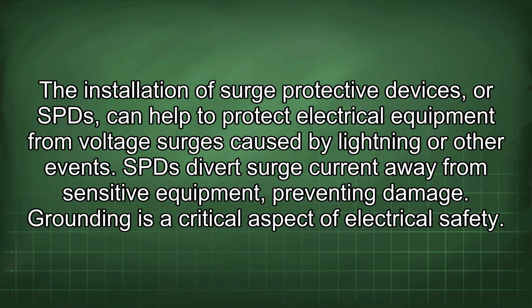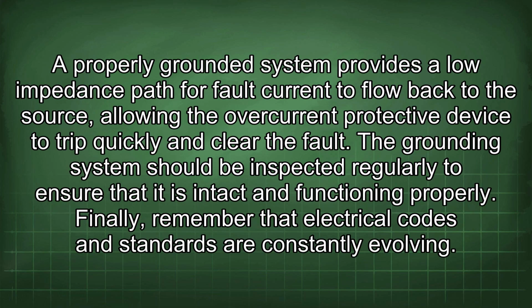The installation of surge protective devices, or SPDs, can help to protect electrical equipment from voltage surges caused by lightning or other events. SPDs divert surge current away from sensitive equipment, preventing damage. Grounding is a critical aspect of electrical safety. A properly grounded system provides a low impedance path for fault current to flow back to the source, allowing the overcurrent protective device to trip quickly and clear the fault. The grounding system should be inspected regularly to ensure that it is intact and functioning properly.